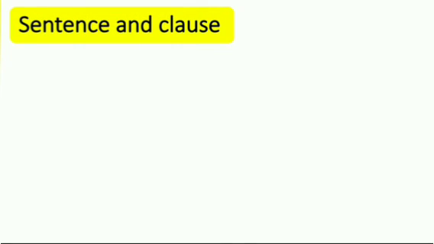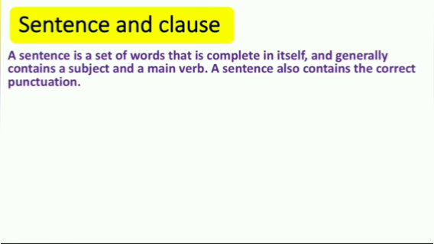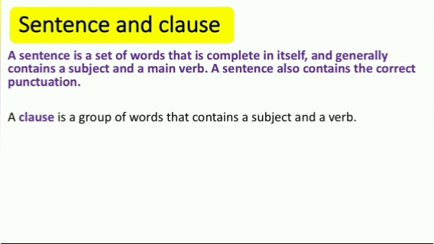Sentence and clause. A sentence is a set of words that is complete in itself and generally contains a subject and a main verb. A sentence also contains the correct punctuation. A clause is a group of words that contains a subject and a verb.